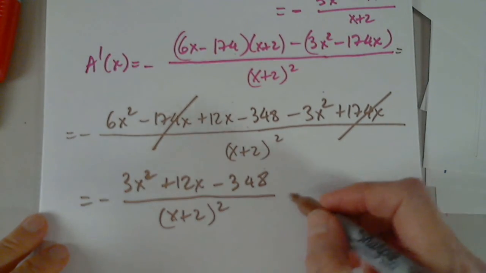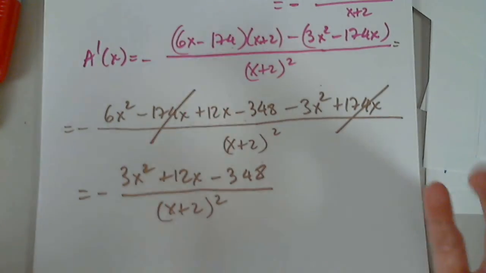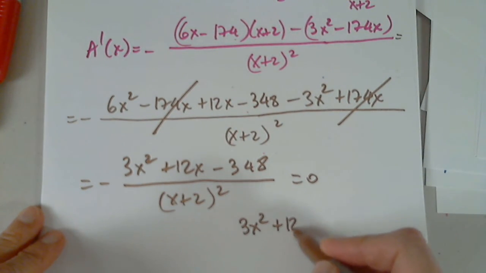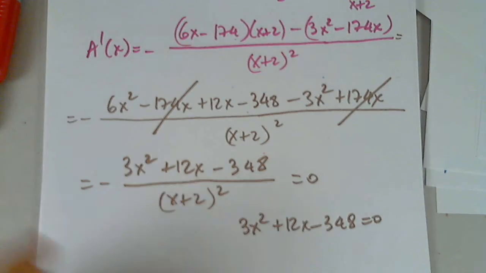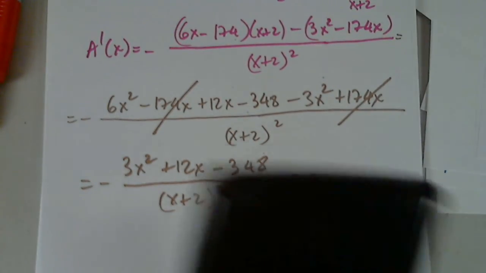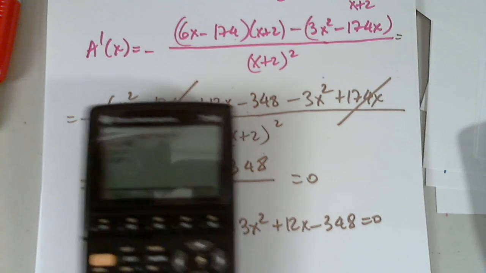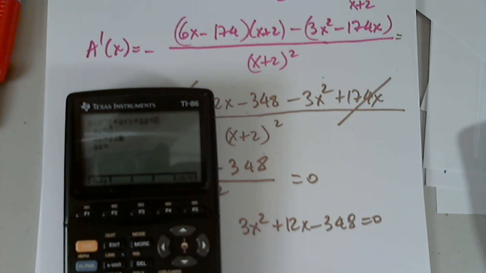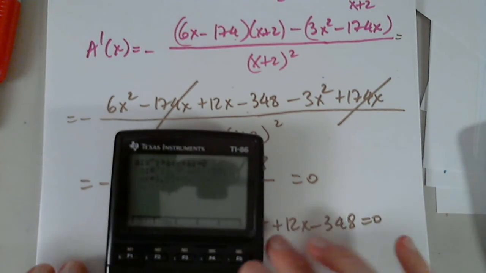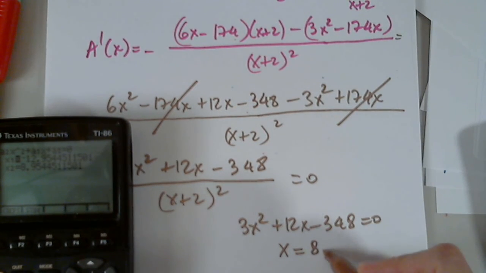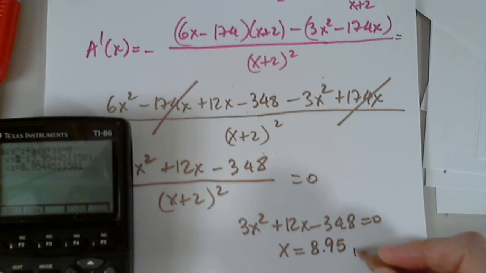Good. So this is never undefined because X cannot be negative 2. That's not possible. So it could be 0, which means 3X squared plus 12X minus 348 is 0. And where's my old calculator? Okay, second, poly, and the order is 2. And the coefficients are 3, 12, and negative 348. Give me the solutions. Okay, it gives me a negative solution, which I would have to disregard. So it gives me 8.95, and the measurement unit, inches.